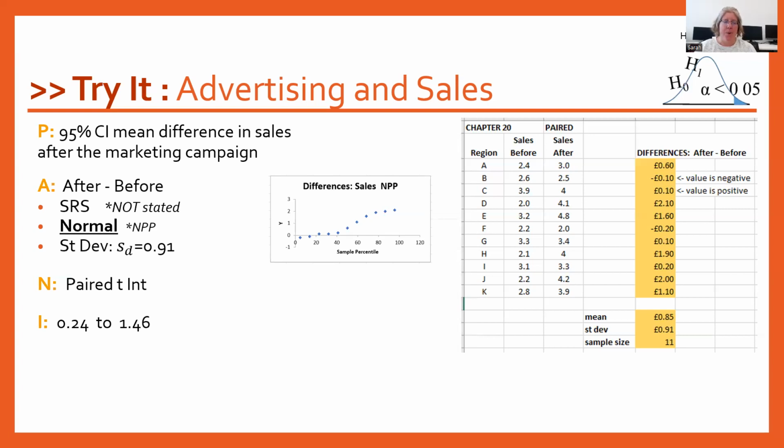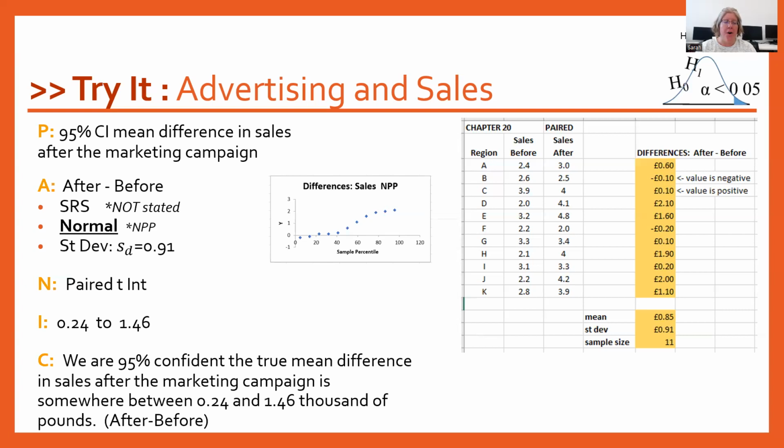So once we have our endpoints, our conclusion statement is good to go. We are 95% confident the true mean difference in sales after the marketing campaign is somewhere between 0.24 and 1.46 thousands of pounds. Okay, so one thing to notice is that both of those numbers are positive, which means that we are definitely showing that the advertising campaign is working. Our sales afterwards have increased, which is what we were looking for.